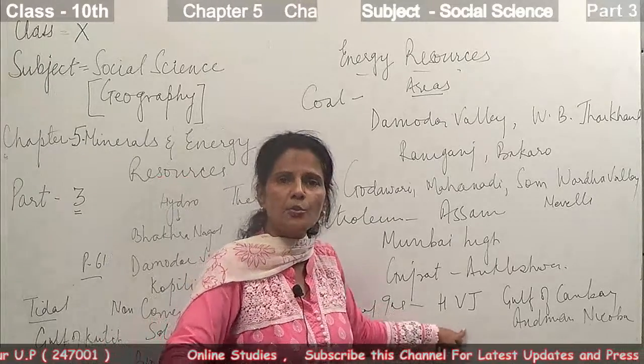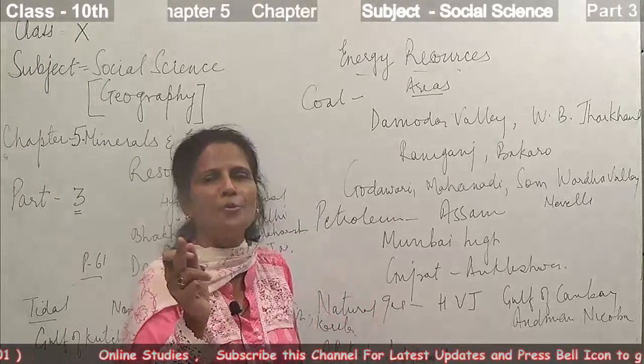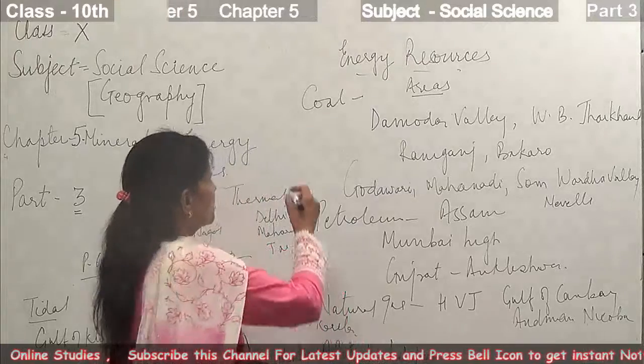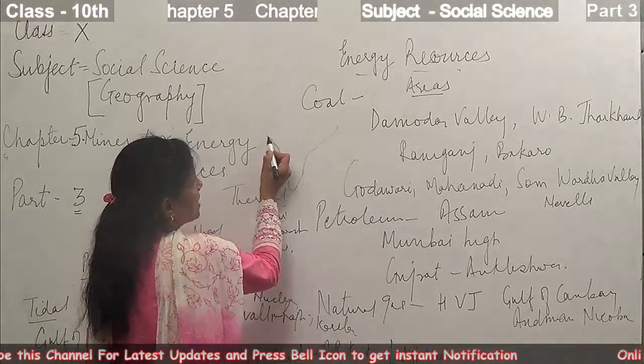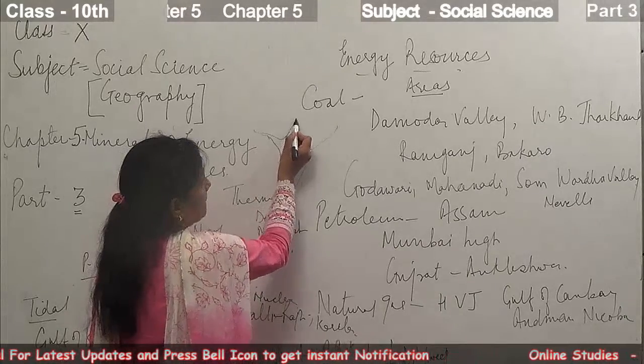Then there is HVJ. Located, this is very important for your board examination. You get this in your map. You have been given HVJ. HVJ pipeline, a curve.